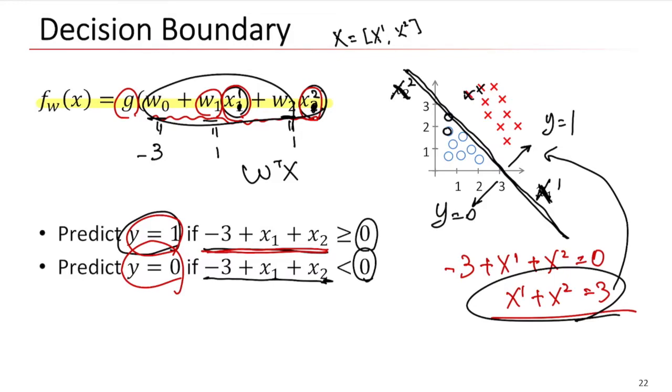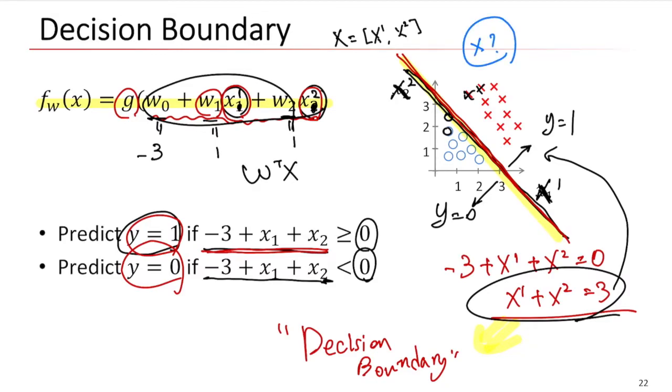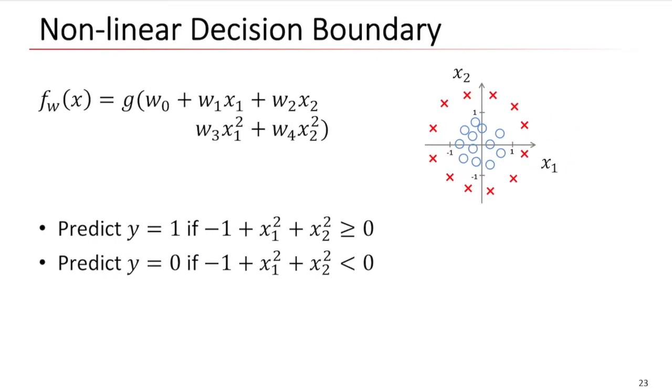In this case, this straight line is called the decision boundary. Decision boundary. So what does that mean? The decision boundary means this straight line. If we find this straight line, and we have a new input sample like this, we can determine whether it is class 1 or class 0. So this is the decision boundary for a classification problem.